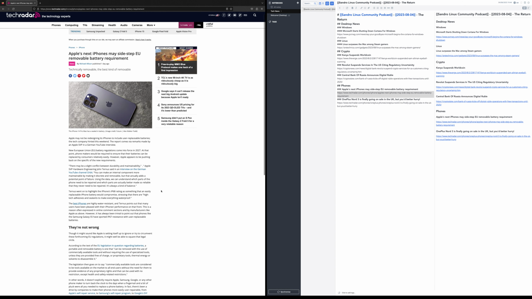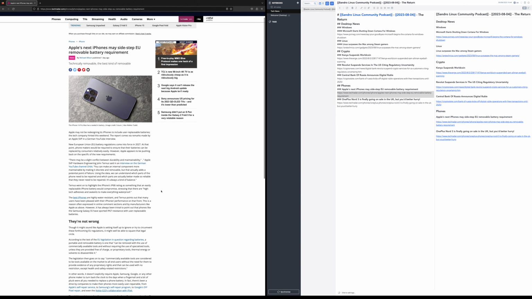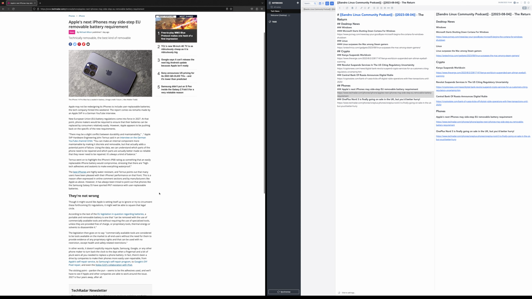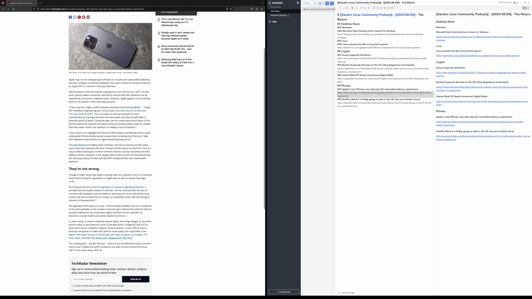Apple seem to be trying to sidestep EU removable battery requirements by making it a little bit removable. You know, you can remove it if you try. Apple SVP for hardware engineering, John Ternus, I'm going to go with that, said on the German YouTube channel Orbit, quote, you can make a component more maintainable by making it discrete and removable, and that actually adds a potential point of failure.